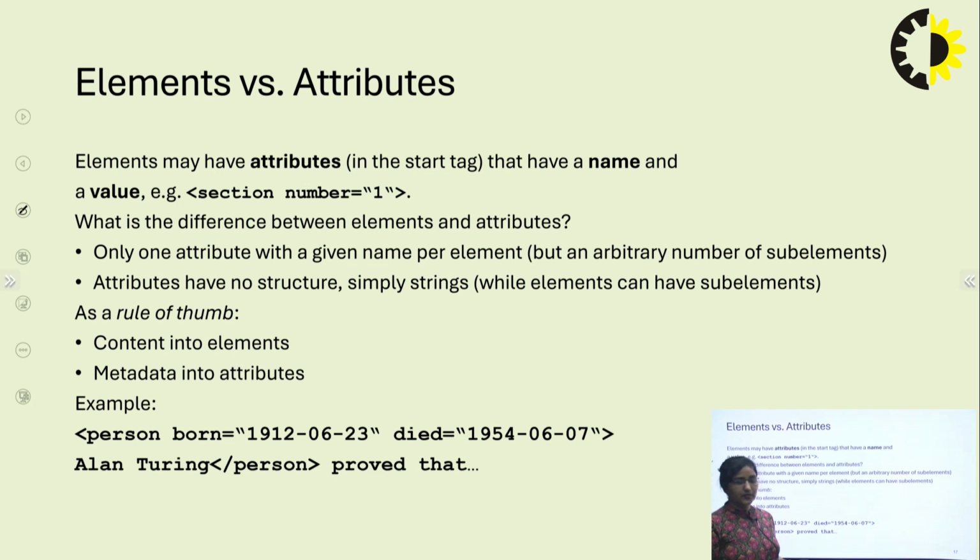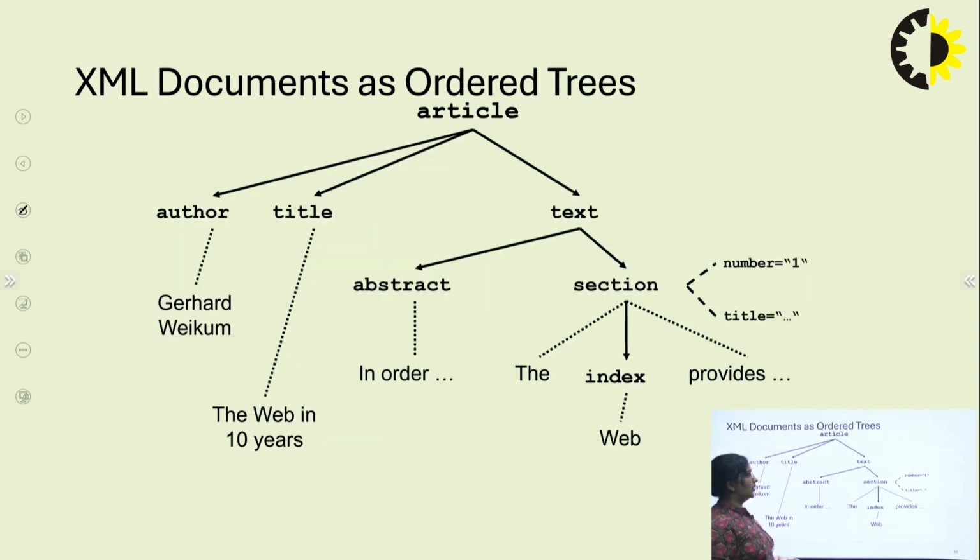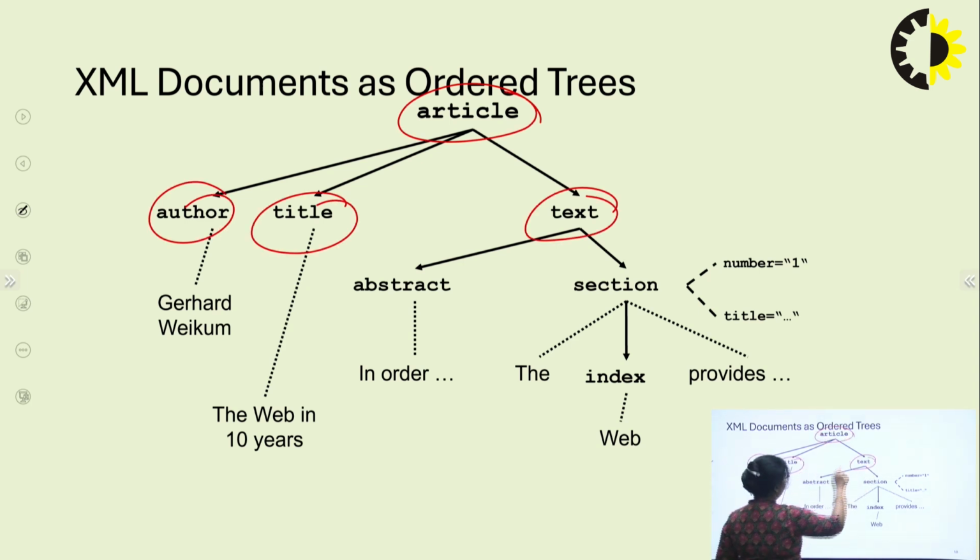Now this is elements versus attributes. Elements can have attributes, they have a name, like number is equal to 1. Only one attribute with a given name can be there in an element. Along with this, they have a simple structure, they are simply strings contained in the content. Attributes are contained in the element, but elements are not contained in the attributes. So XML documents are more or less ordered trees. This is the root, then these are the subchildren, or I can say the leaves, and finally these are the bottom leaves of the tree.